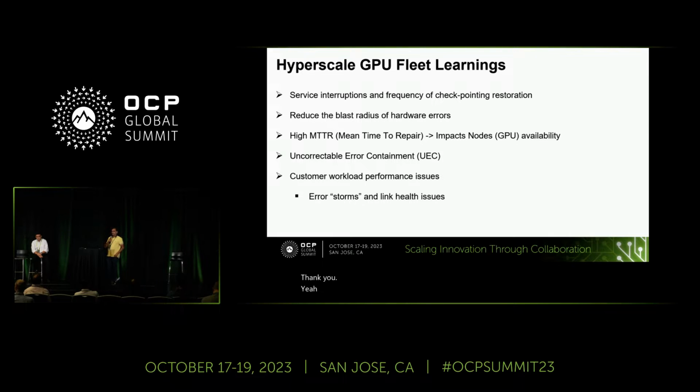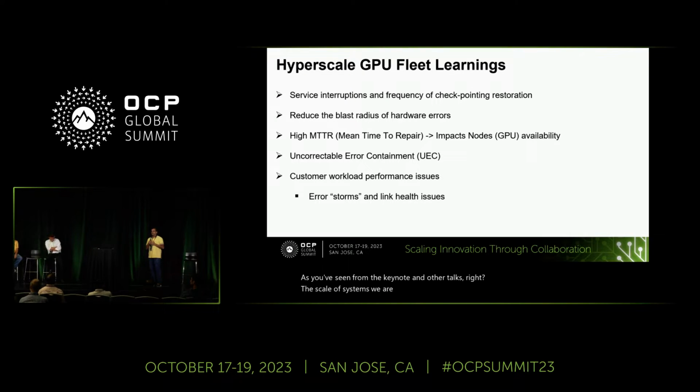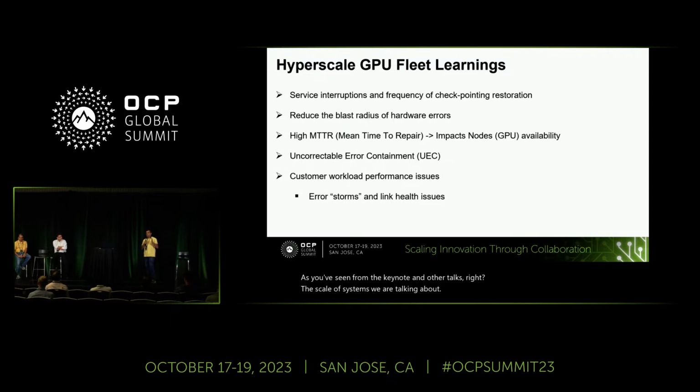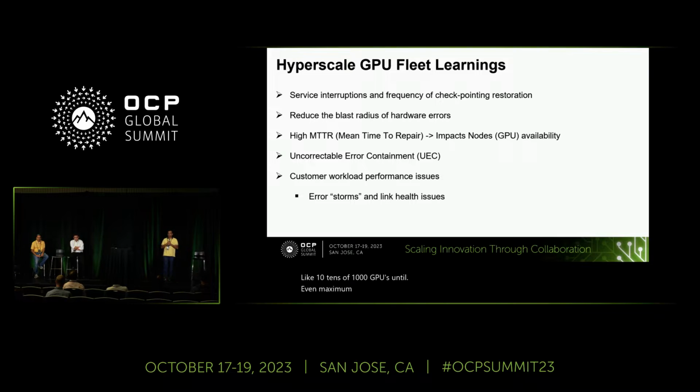Before I share some of the fleet learnings, I want to put a little bit of context in terms of the scale, and the current software resiliency techniques already established to handle this kind of hardware faults, okay? As you've seen from the keynote and other talks, the scale of systems we are talking about is tens of thousands of GPUs, even up to 30,000 GPUs. That is the scale we are looking at.